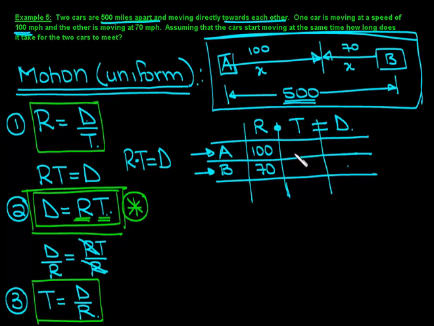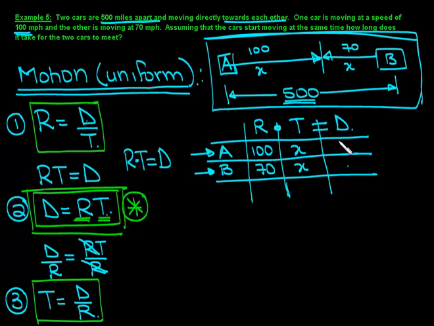Do you know how long car A was traveling? T is the time car A was in motion. We don't know that, so let's call that X. We don't need to define X, because from this table it's obvious X is the time for car A. And car B also has time X because they were both traveling for the same amount of time, since they started at the same time and kept driving.